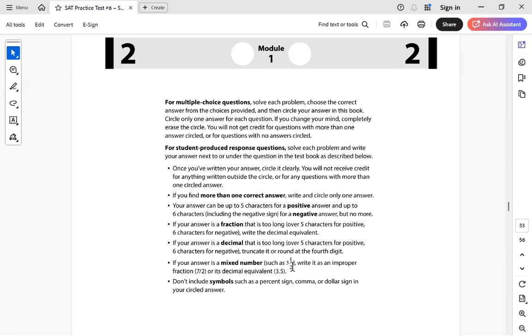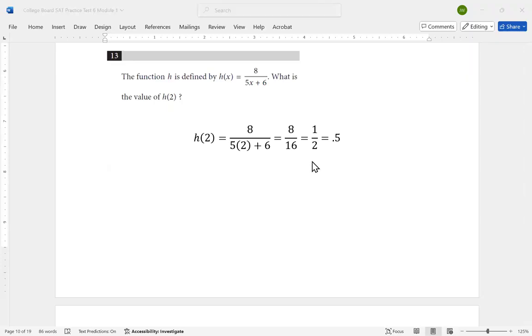Don't write a mixed number. It says write a mixed number or decimal if you have a mixed number. But you could also have written that as a decimal because, again, it's not over 5 characters as a decimal. So whether it's a fraction or a decimal, you just need to stay under 5 characters and you're good. So either way, whether you write the answer as 0.5 or 1/2 is appropriate to the way you'd answer a question on this practice test. So that's 13. 13 has an answer of 1/2, or you could write it as 0.5.